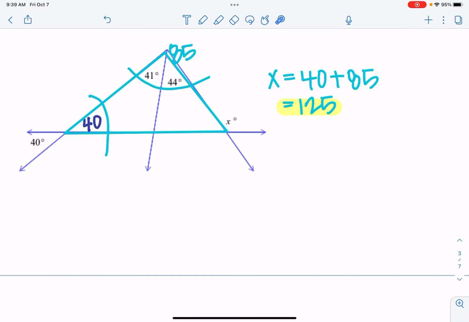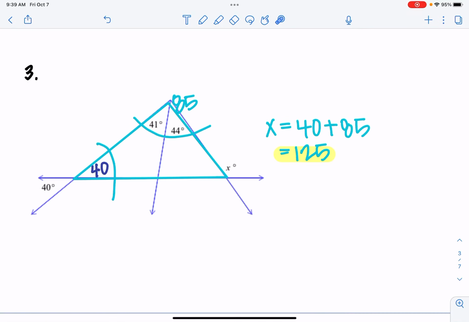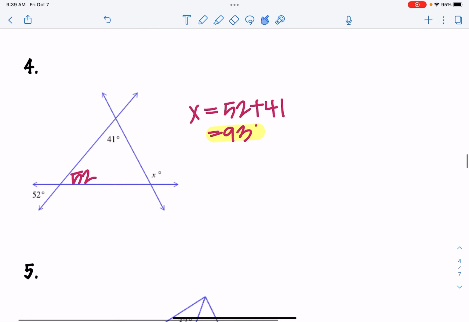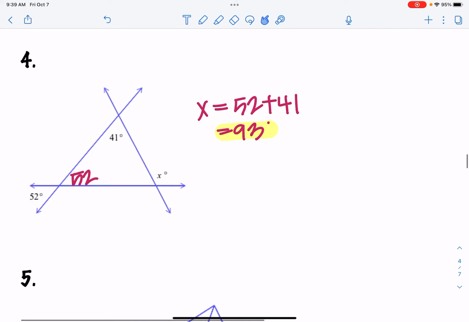So pause here, try the next one all by yourself, and then return back for your answer. All right, number 4, you should get 93. You should have used the vertical angle theorem again to set up your equation.